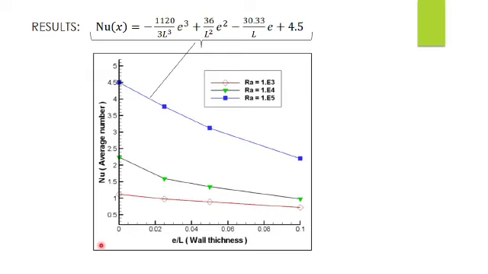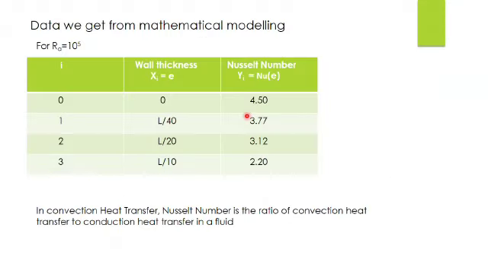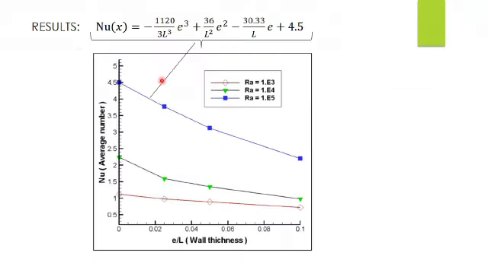Now if you plot this, we get the variation of the Nusselt number with the wall thickness. So as the wall thickness increases, the Nusselt number goes on decreasing. Now I might want to tell you about the Rayleigh number here. Rayleigh number is again one of the dimensionless numbers. So this data we got was for Rayleigh number equal to 10 raised to 5. So for various different Rayleigh numbers, we can get different graphs here.